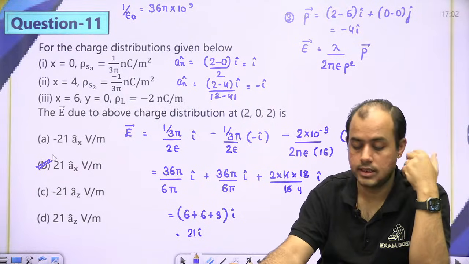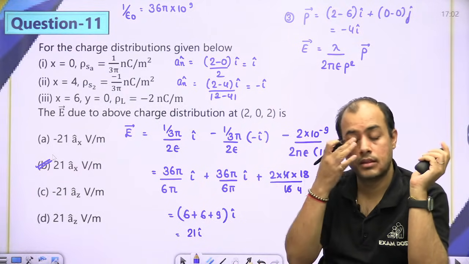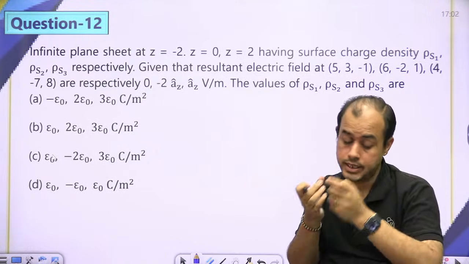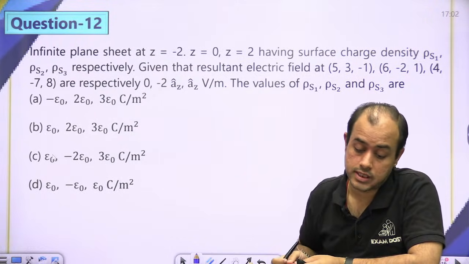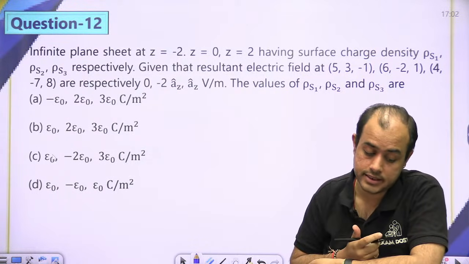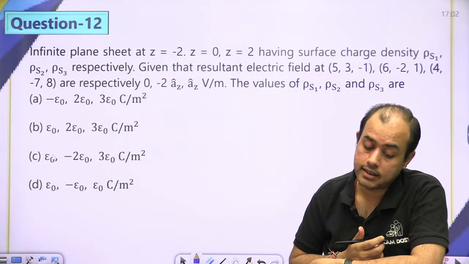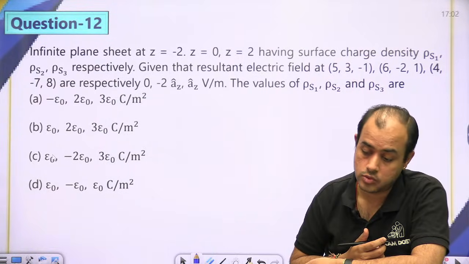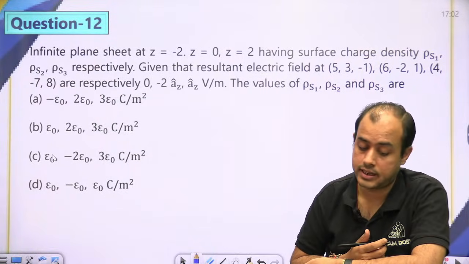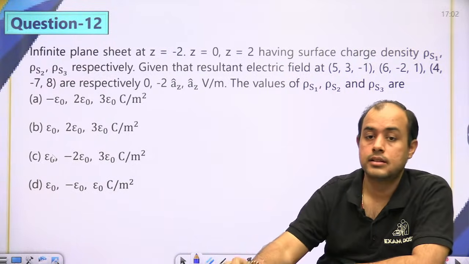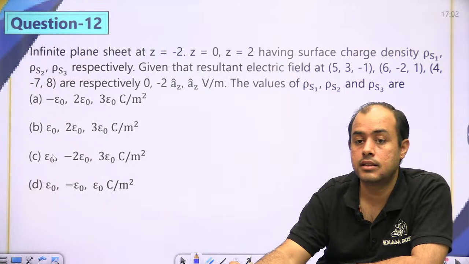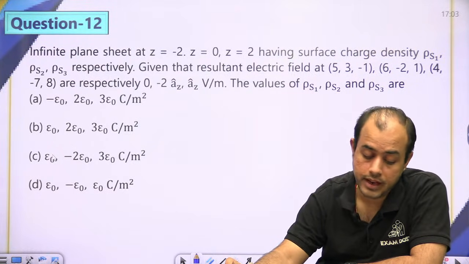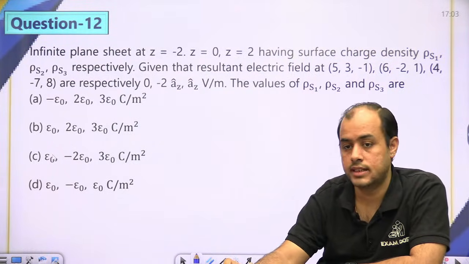Let's see, wrong, 21 i cap, B option. Infinite plane sheets are kept at -2, 0, 2 having surface charge densities. Now electric field at 5, 3, -1, 6, -2, 1, 4, -7, 8 are given. The third value I think is missing. Okay, it is a z cap, fine. Find the value of rho S1, rho S2, rho S3.